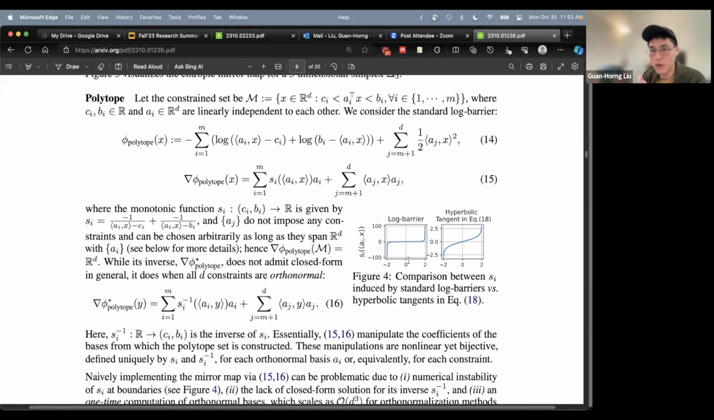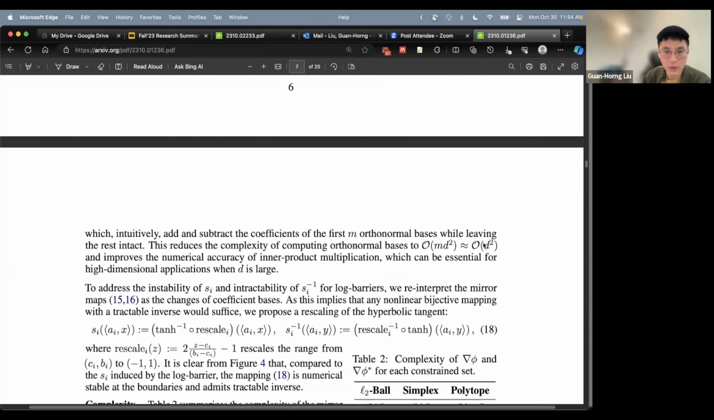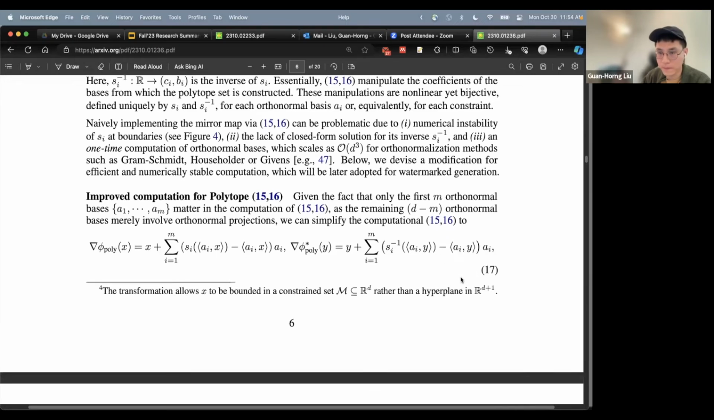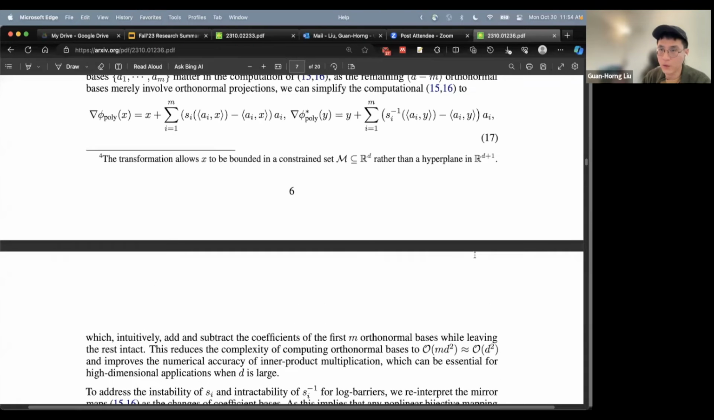So we did some modification by changing this S function from the left hand side to the right hand side, which is implemented by a hyperbolic tangent. The intuition here is that as long as the function is monotonically increasing, meaning that there's always a one-to-one mapping between primal and dual, it serves as a valid mirror map for training purposes, and that reduces the training instability that we observe in practice. The final form is given in equations 17 and 18. We have a few other simplifications, but that's pretty much how we implement the polytope.